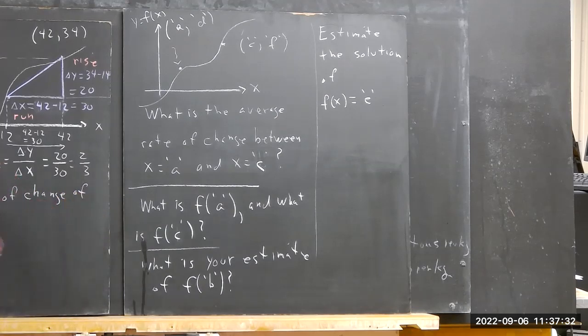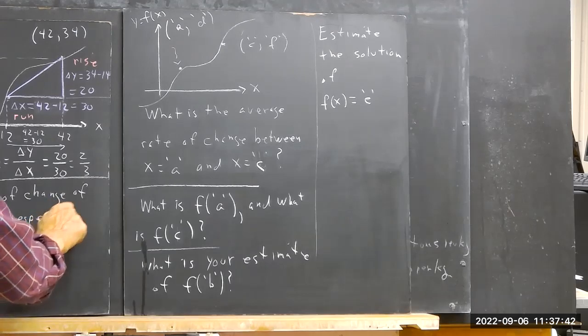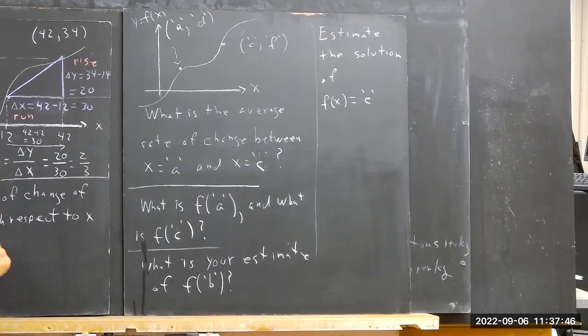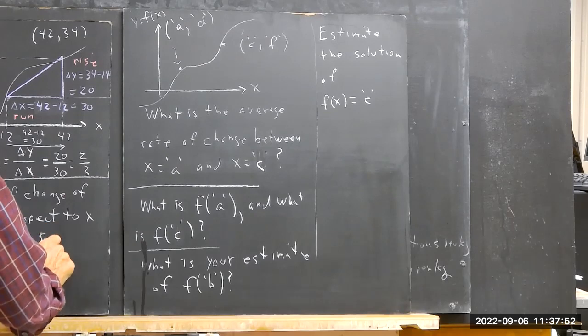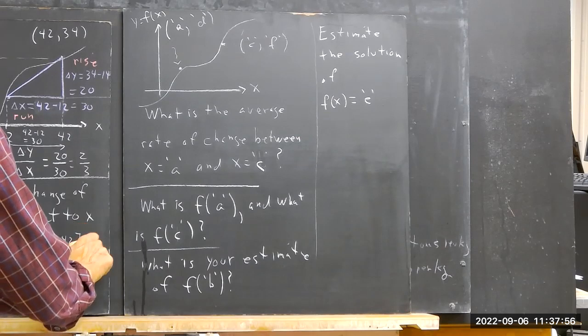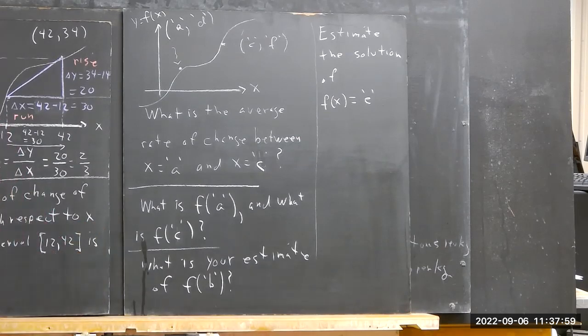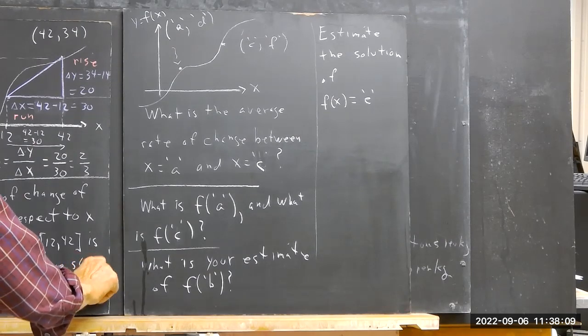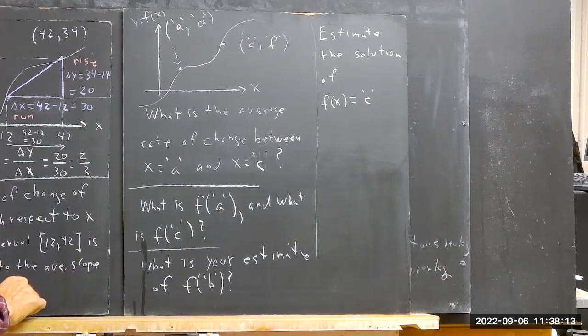I'm going to write out a statement for the average rate of change of f of x with respect to x on the interval (12 to 42) is equal to the average slope of the graph.